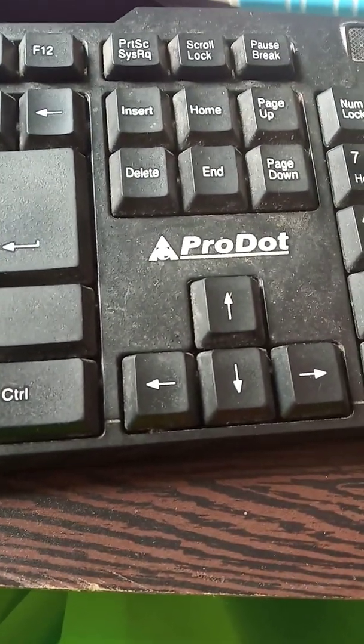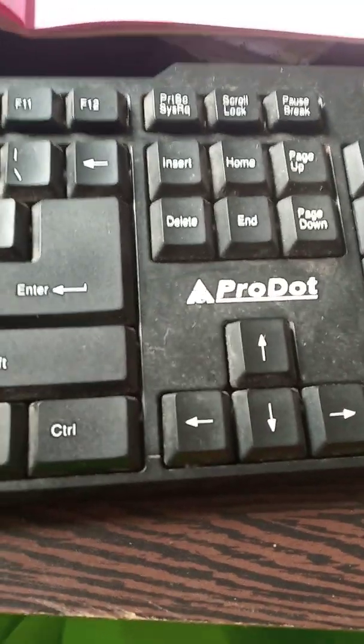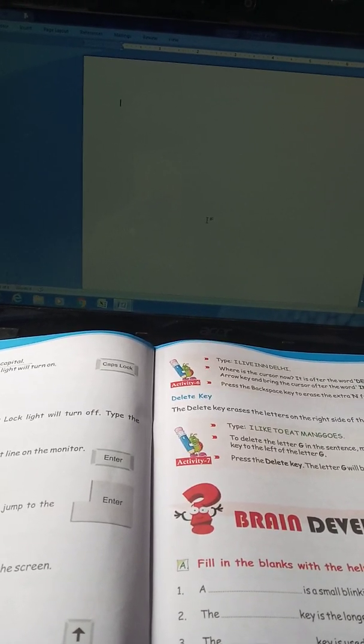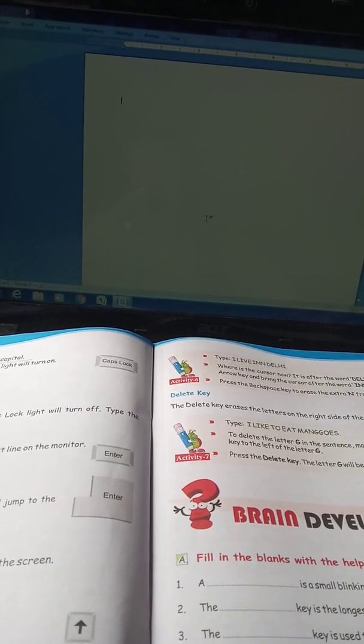Okay, but what is the difference? I will make you understand. Now look on the screen. You are getting this screen, no? And there is one black blinking line you are getting. This is the cursor. The blinking line is called the cursor.